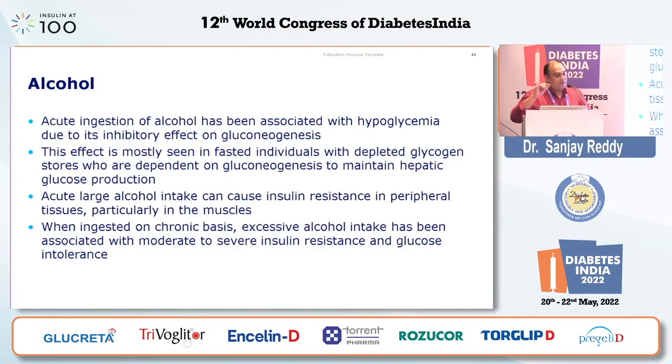So I'll make a comment here. Acute ingestion of alcohol has been associated with hypoglycemia due to its inhibitory effect on gluconeogenesis. The effect is seen in fasted individuals with depleted glycogen stores who are dependent on gluconeogenesis to maintain hepatic glucose production. Acute large alcohol intake can cause insulin resistance in peripheral tissue, particularly in the muscles. When ingested on a chronic basis, excessive alcohol intake has been associated with moderate to severe insulin resistance and glucose intolerance.